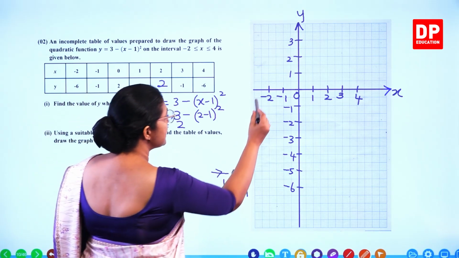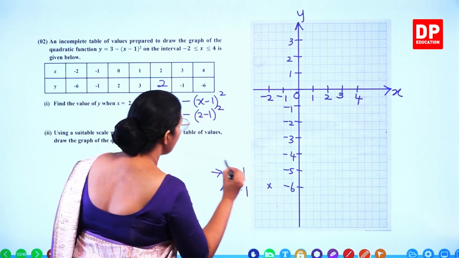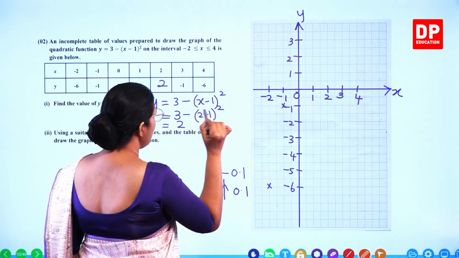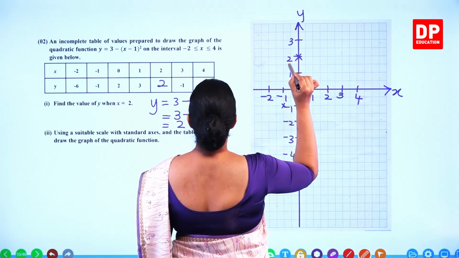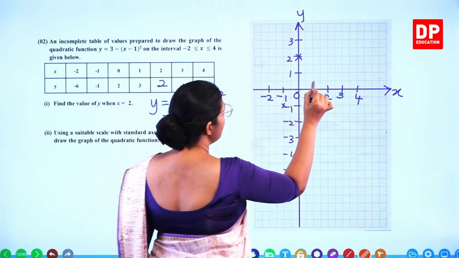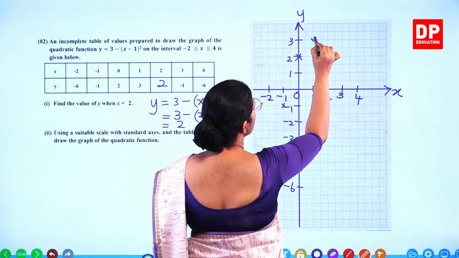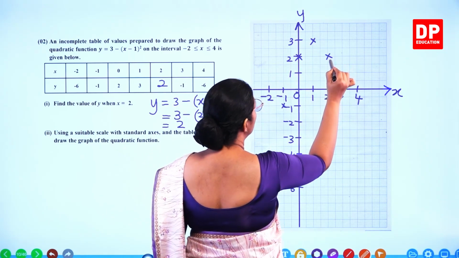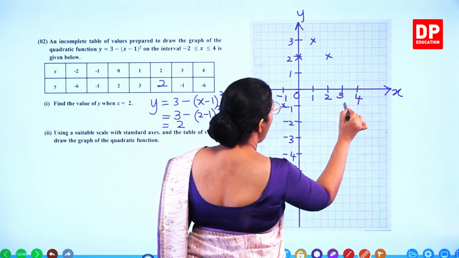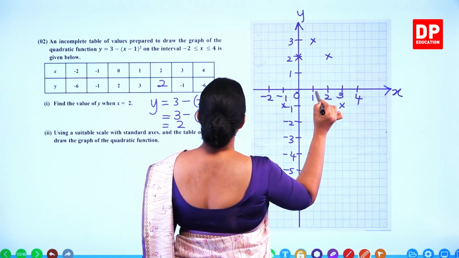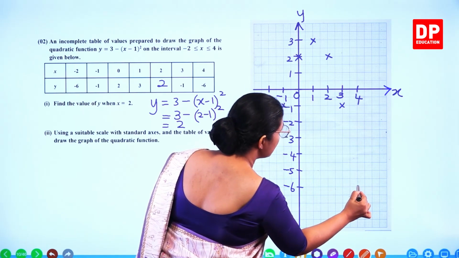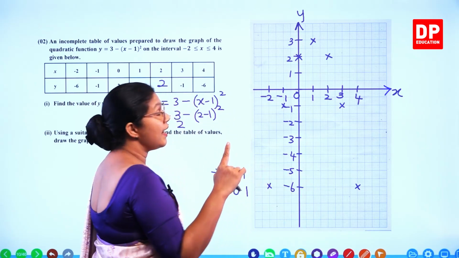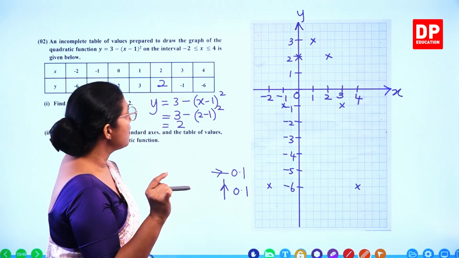(-2, -6), (-1, -1), (0, 2), (1, 3), (2, 2), (3, -1), and (4, -6). With 4, that's -6. So again, 1 mark for marking points.